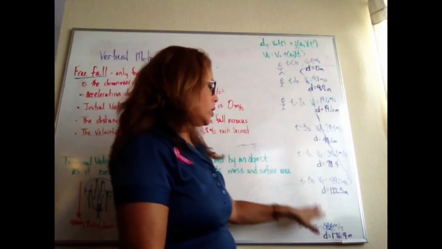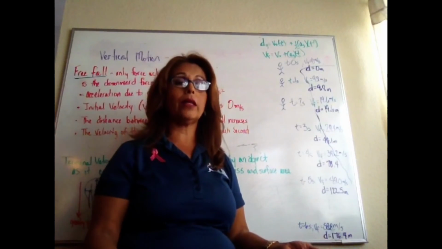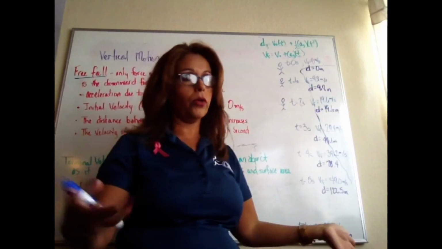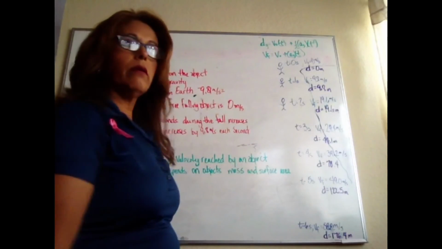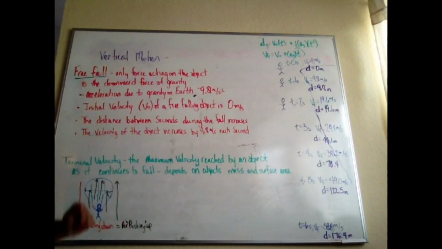So it really increases by a lot. That's a very hard hit. If you're going at that velocity, when you hit something, that's going to hurt. Hence why falling down hurts. But this is a very short idea of what vertical motion would look like.